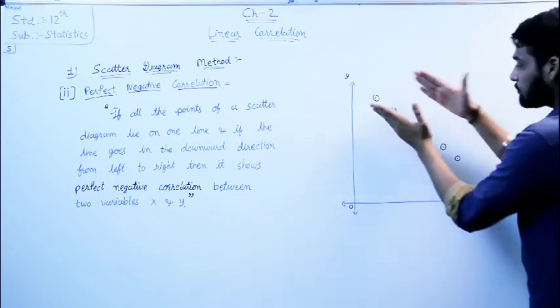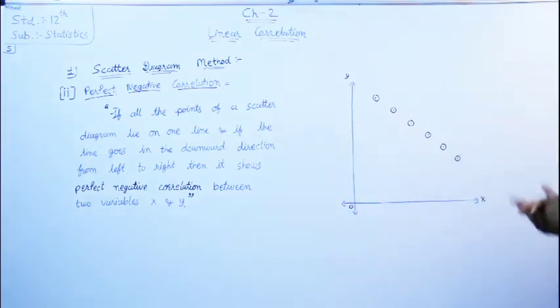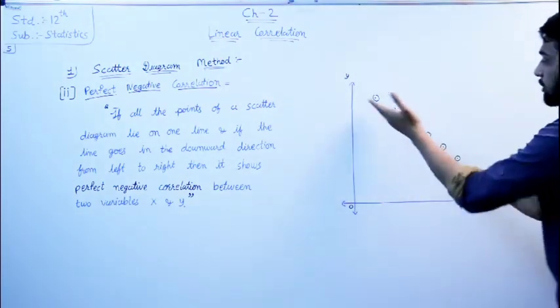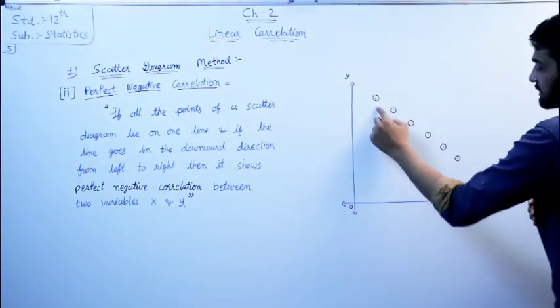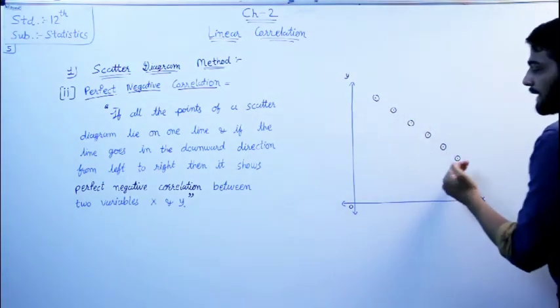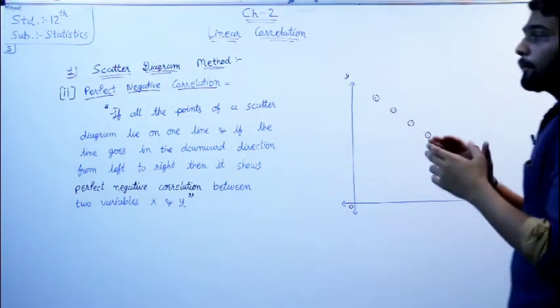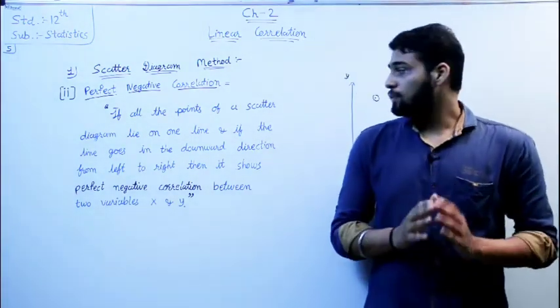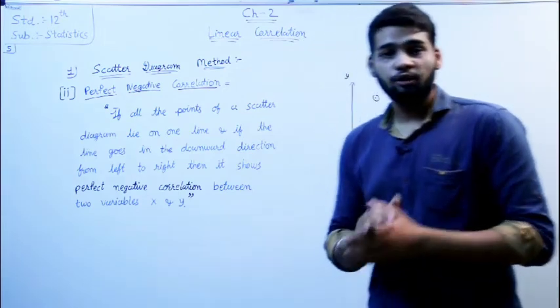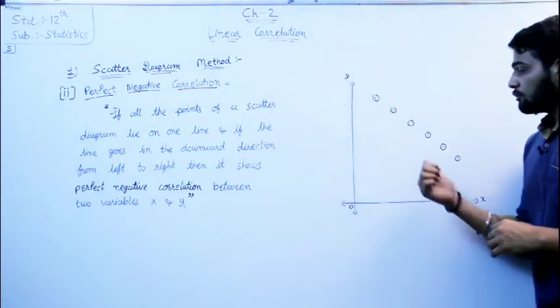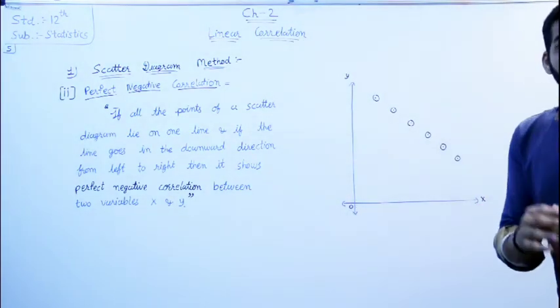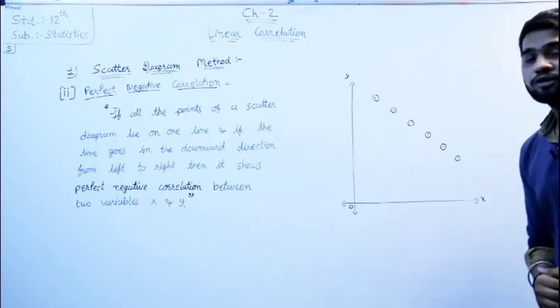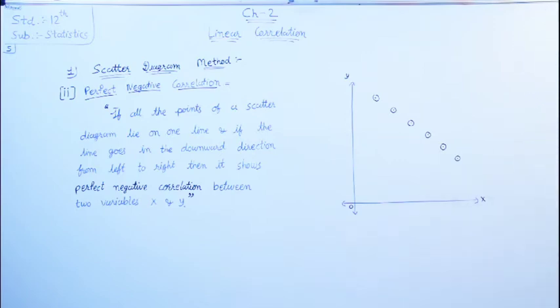Okay, and after putting down the values of the x and y variables on it, what is the direction we have got, students? Downward and left to right. So it shows our perfect negative correlation. Okay students, please note down this definition in your notebook, and please note down this graph in your graph paper, and let me explain perfect negative correlation by an example.